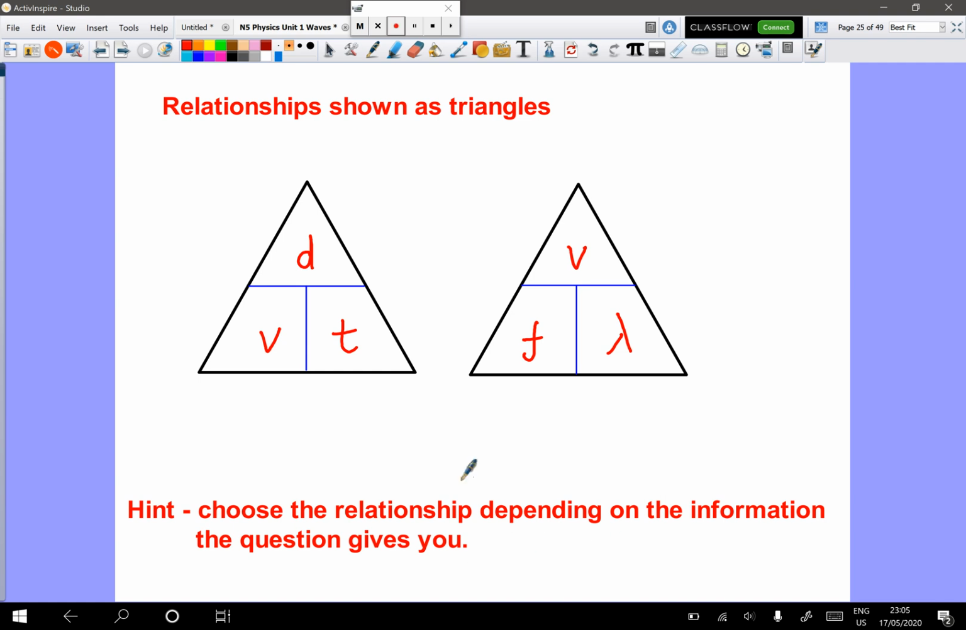And really what you've got to do is choose which of these two equations to use depending on the information that the question has given you. So there will be some situations where you need to use speed, distance, time. There'll be some situations where you need to use speed, frequency, and wavelength. So I'll run you through some examples using v, f, and lambda.